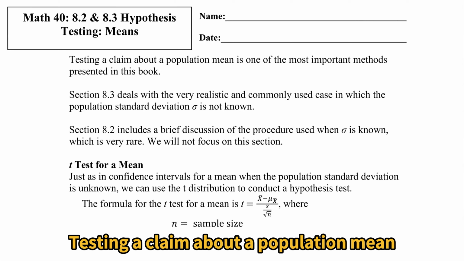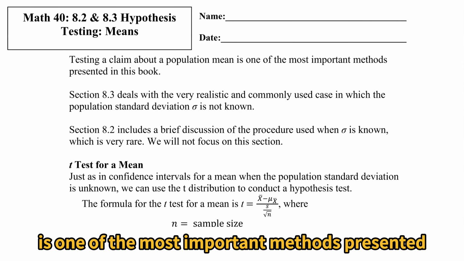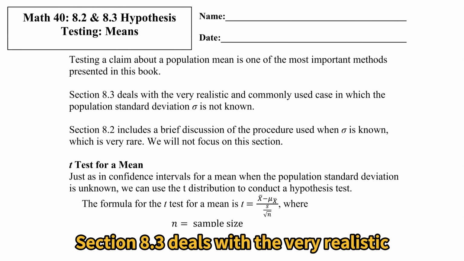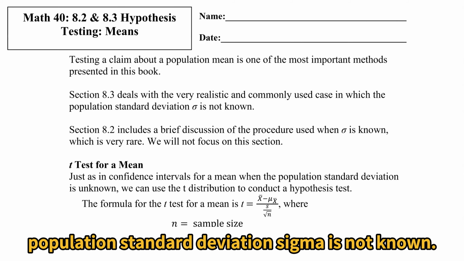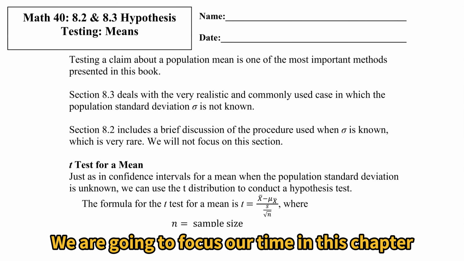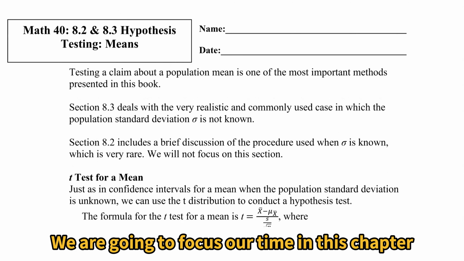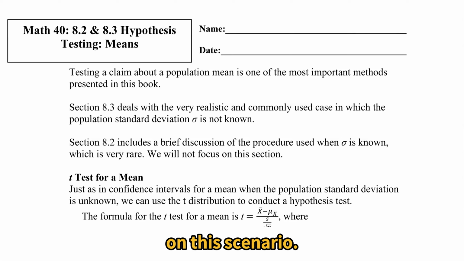Testing a claim about a population mean is one of the most important methods presented in the book. Section 8.3 deals with the very realistic and commonly used case in which the population standard deviation sigma is not known. We are going to focus our time in this chapter on this scenario.